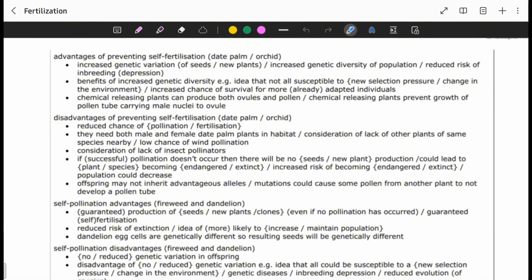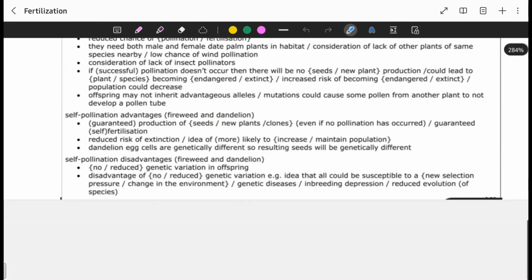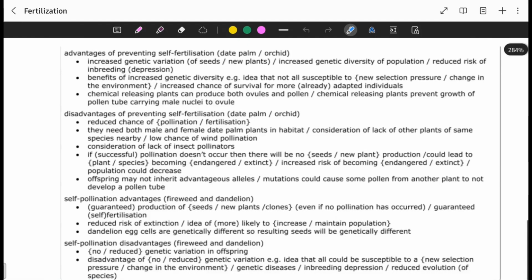And the advantage of self-pollination is that fertilization will occur, because both the male and the female gametes are in the same plant. So that's where fertilization will occur definitely. And there's a reduced risk of extinction, as fertilization will occur. And the genetically different ones: this was in the question, that the cells are genetically different, so that's why the seeds will be different also.